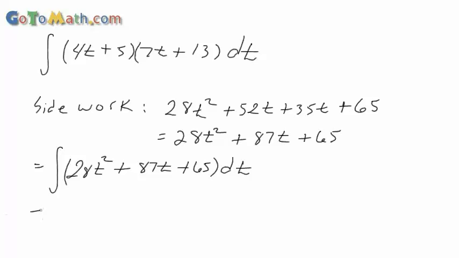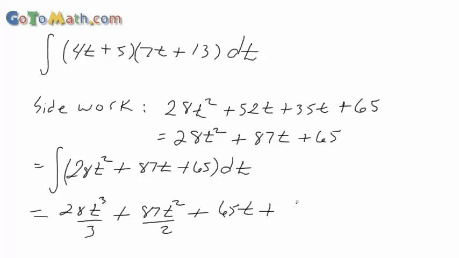Now we're going to go through and take the integral. So we'll do each one of these separately. So we have 28t squared, so that's going to be 28t to the third over 3, plus 87t squared over 2, plus 65t plus, remember, don't forget the c. Okay, don't forget the c or you will get it wrong, guaranteed.